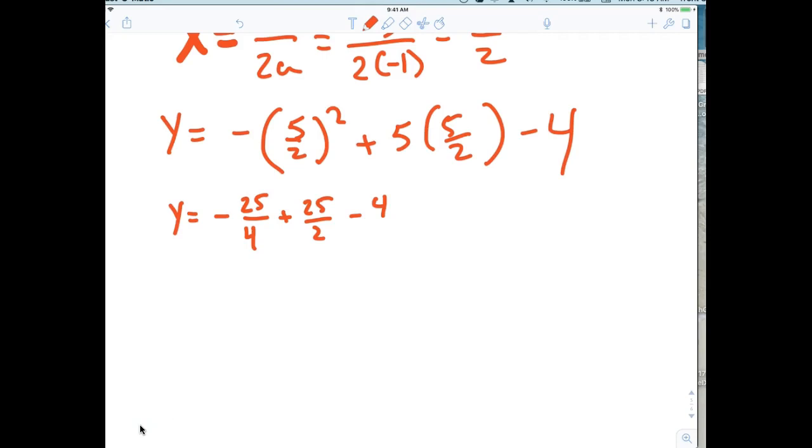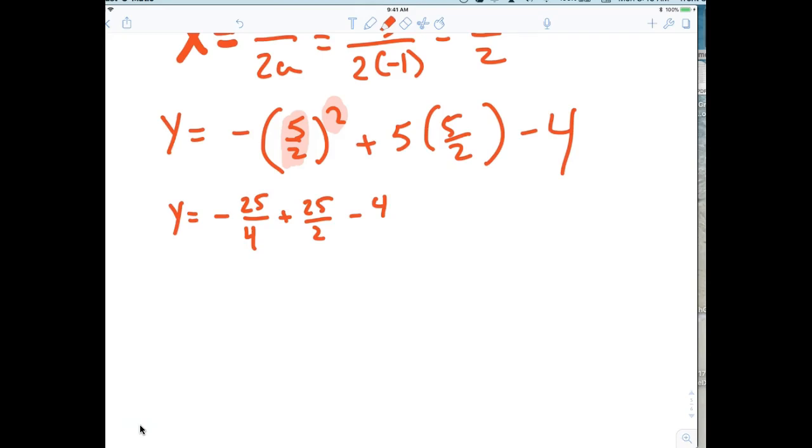What's the issue? When you write it down, how come? You're squaring 5 halves. You're not squaring the negative. Very important question. Very, very important. You're doing the order of operations first, so you square before you do the negative. Everybody with me on this?